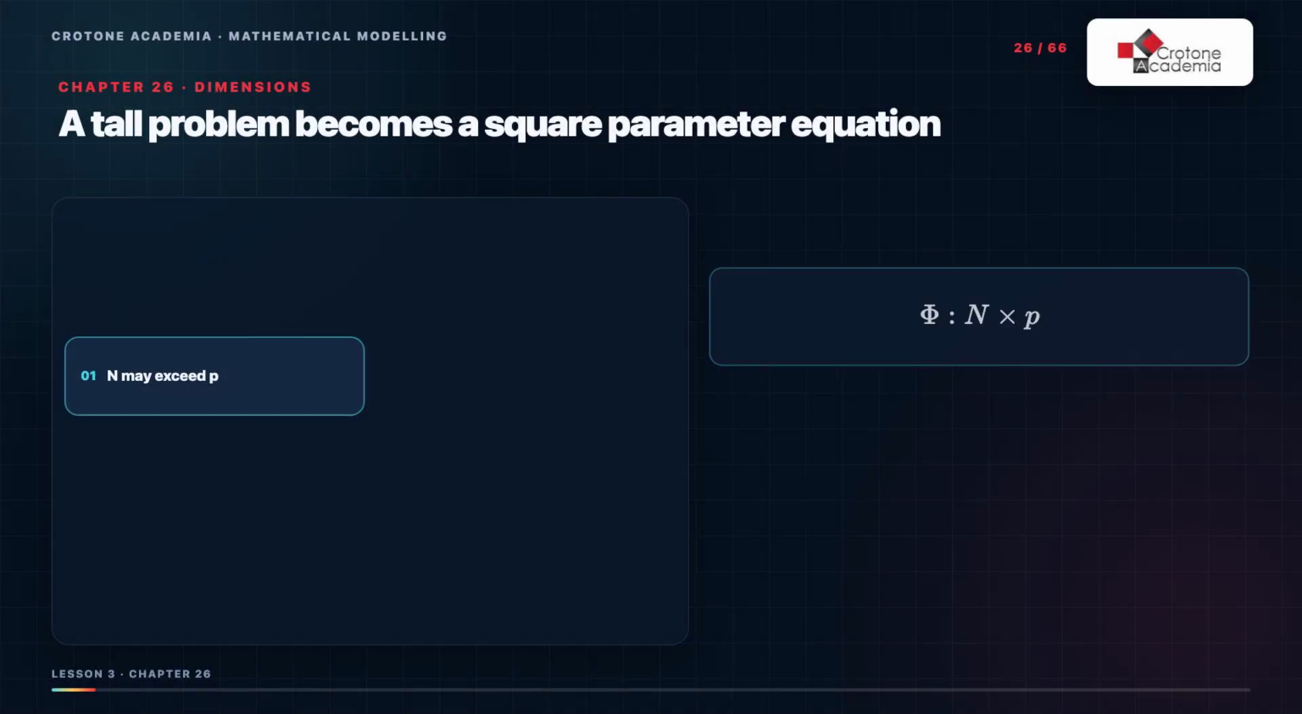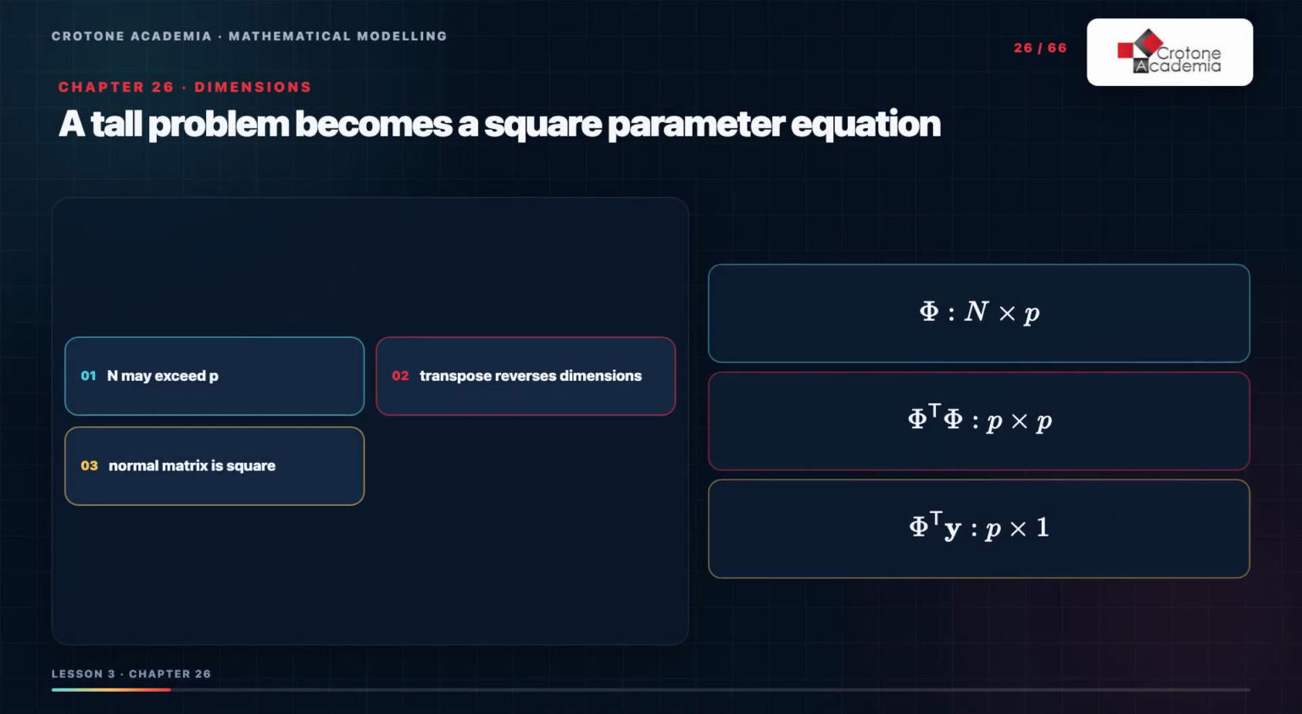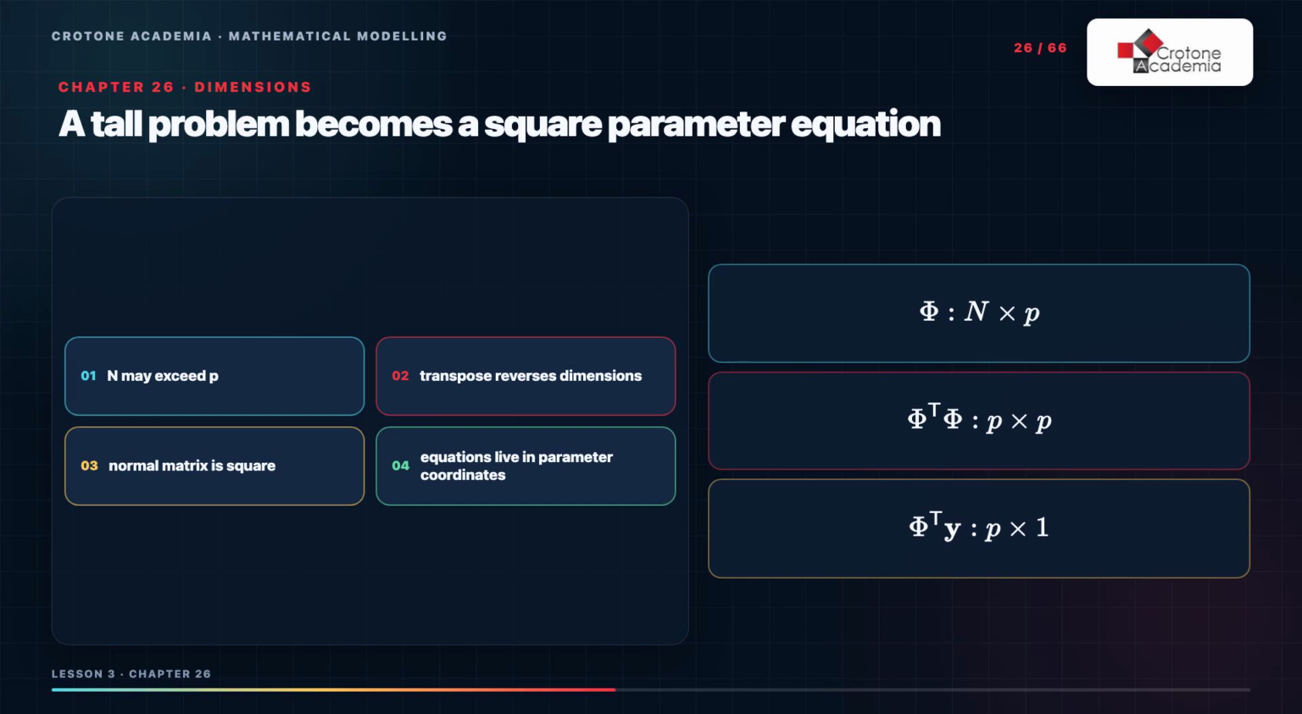Track the dimensions. Phi is n by p. Phi transpose is p by n. Their product, phi transpose phi, is p by p, while phi transpose y is p by 1. So the normal equations form a square system in the p unknown weights, even when the original design matrix is tall. But this multiplication is not merely a device for manufacturing a square matrix. The geometry will explain why phi transpose is exactly the correct operation.